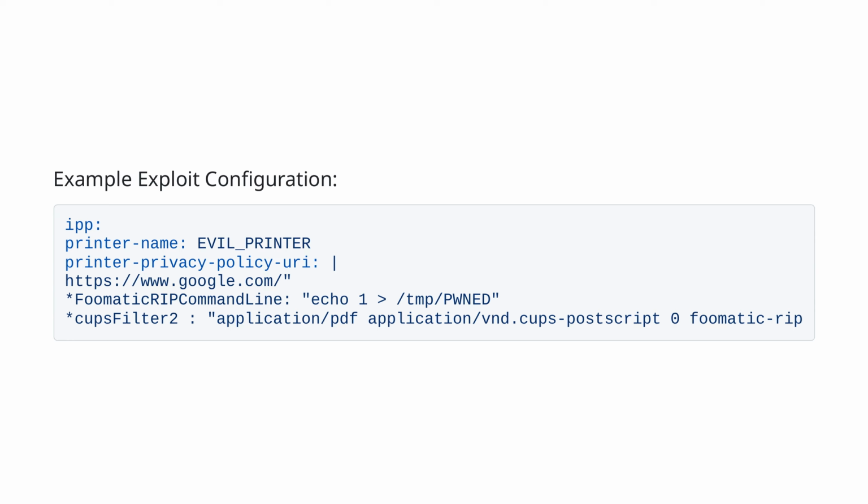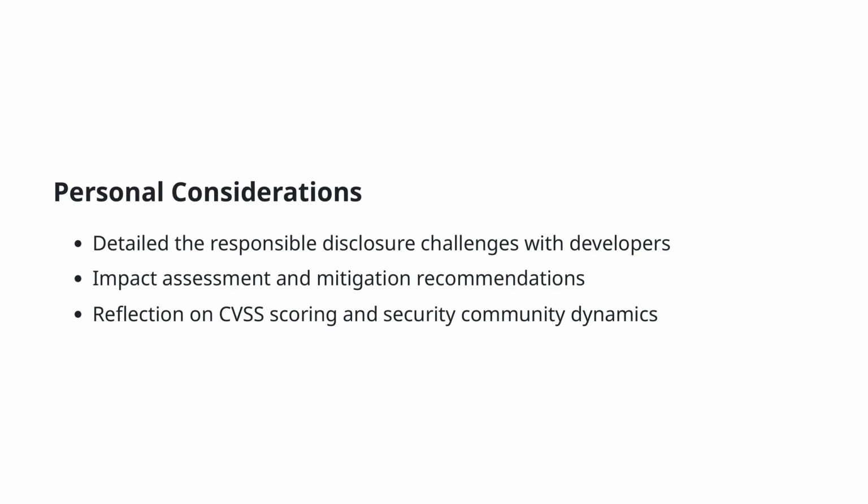The Foomatic-rip command line injects a command that writes the value 1 into the /tmp/pwned file, effectively showcasing a benign but illustrative example of a command being executed. Lastly, the cupsFilter2 directive is configured to hijack print jobs, targeting specific MIME types to run our Foomatic-rip filter. This slide exemplifies how a seemingly innocent printer setup can be manipulated to execute arbitrary commands, highlighting the severity of potential security breaches.